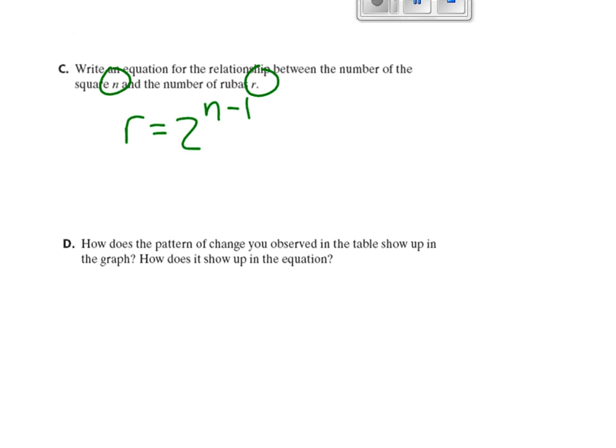Now, how does it show up in the equation? Well, the doubling is right there in our equation. That's actually our base. And remember that that's the term we need to know, base. And that's how it shows up in this problem.